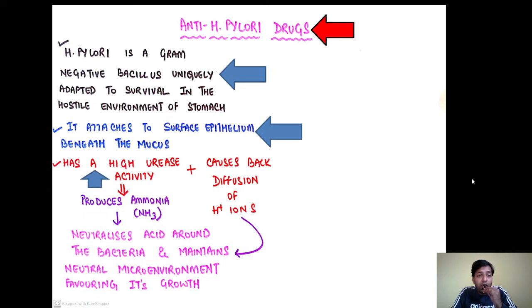Remember how these bacteria survive the acidic environment. They have a very high urease activity, and this leads to the production of ammonia. As you all know, ammonia is basic in nature, so it can neutralize the acid. Also, these bacteria cause back diffusion of H+ ions. Whatever H+ ions are secreted, contributing towards the acidity of the stomach, the same H+ ions diffuse back, thus reducing the acidity around the bacillus. So both these conditions neutralize the acid around the bacteria and maintain a neutral microenvironment which favors the growth of the bacteria.